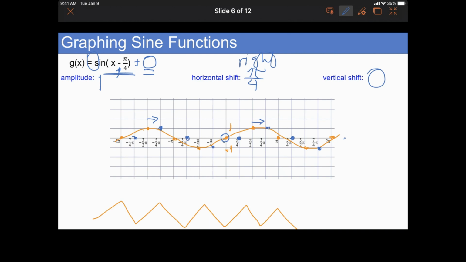Yeah. So now, but it still has that. Now I'm going to connect them. It still has a nice, smooth, beautiful curve. And for your graphs, I like 2 periods. 2 cycles. Okay.